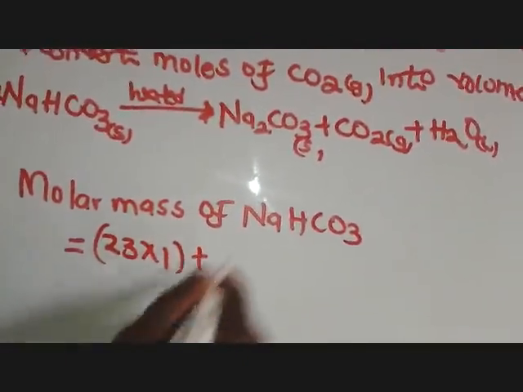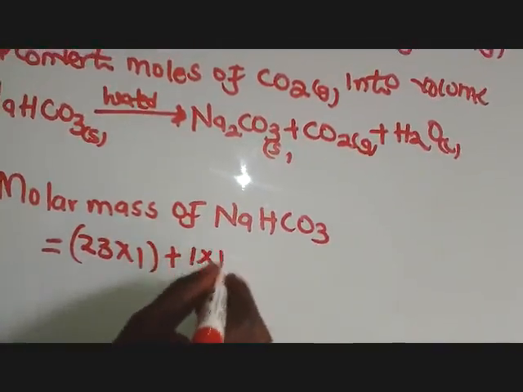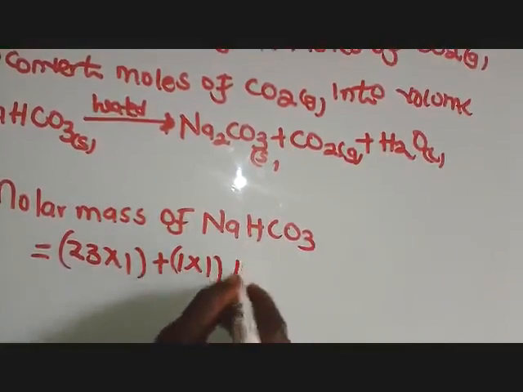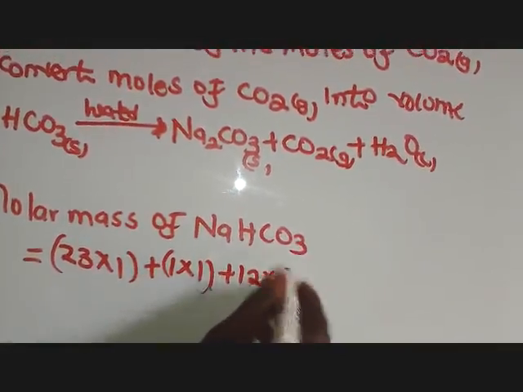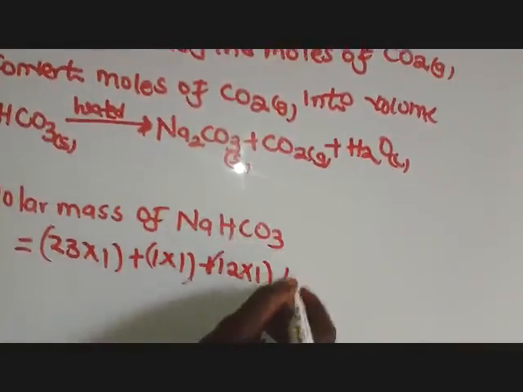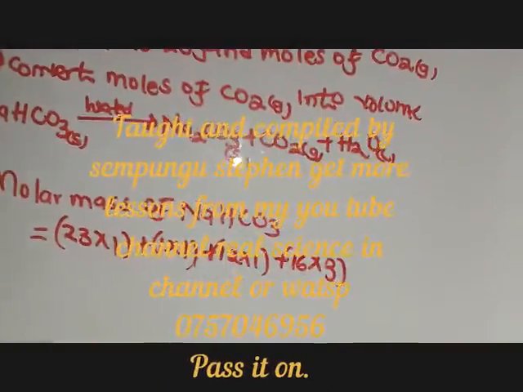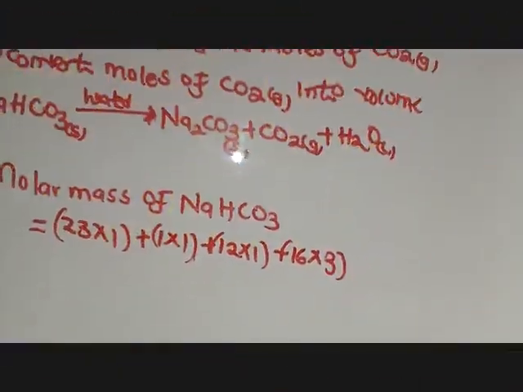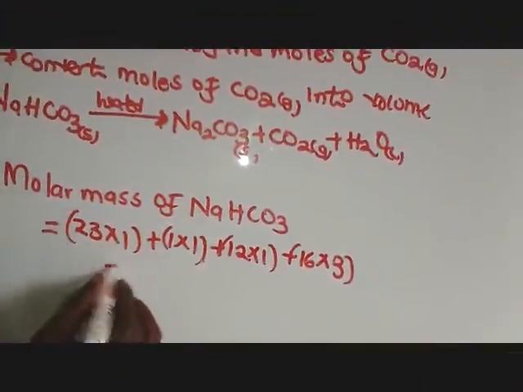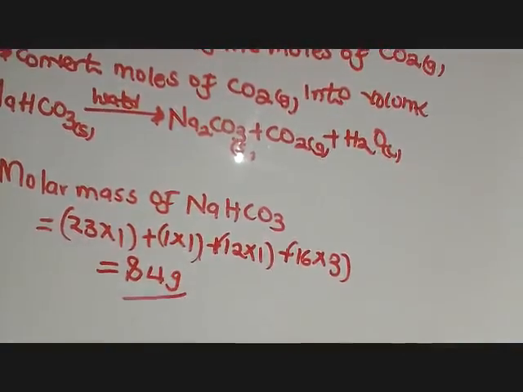Then plus the hydrogen, represented by 1, so 1 times 1 because it appears once. Then plus 12 times 1, carbon appearing once. Then plus 16 times 3. This gives a total of 84. This is 84 grams, that is the molar mass.